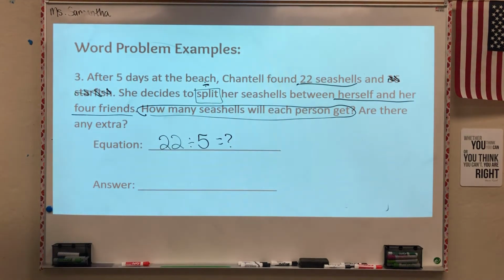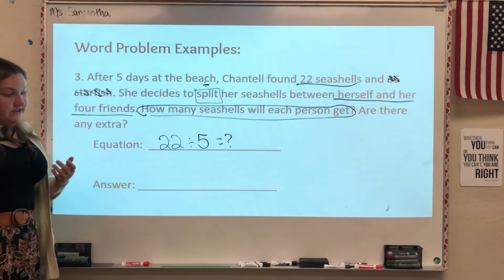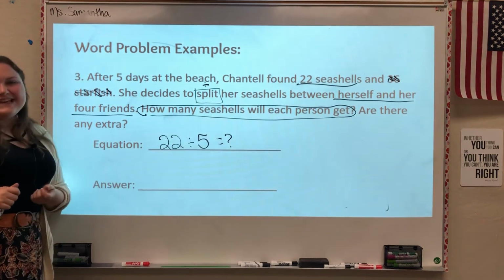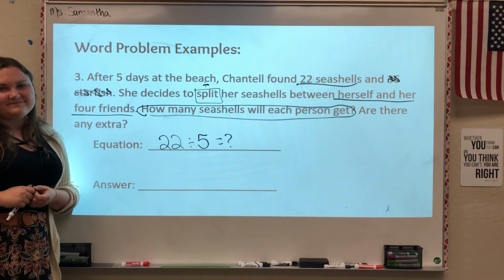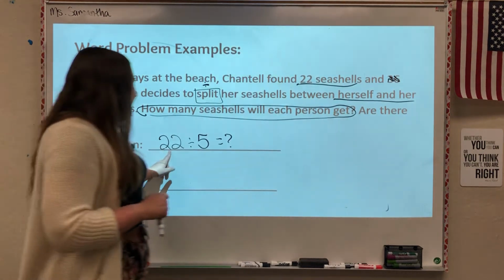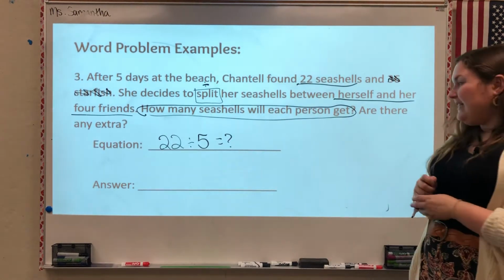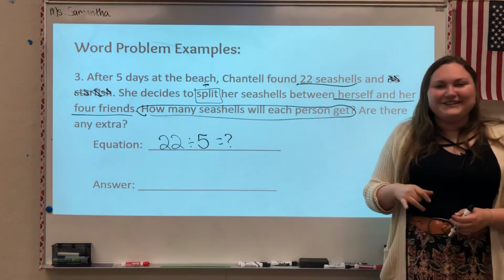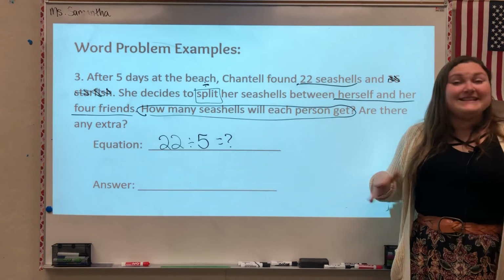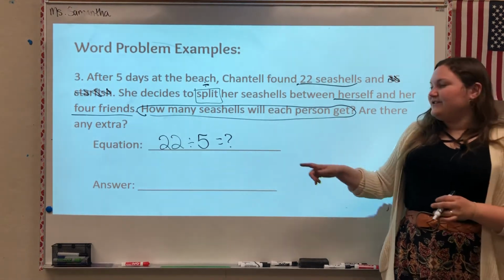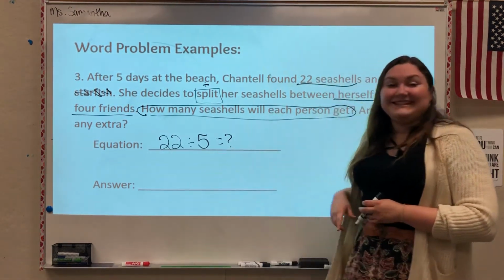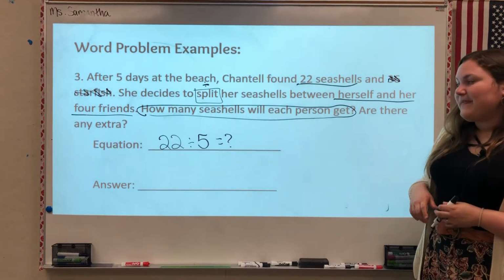Now, once we've got that there, we can go ahead and do the division. How many seashells do you think each person will get? Well, 22 divided by 5, that's one of those problems you can't divide equally. If you grabbed a calculator and typed that in, you're going to notice there's a decimal because it does not divide perfectly. So let's think through what we had seen yesterday in our division notes for what that means.